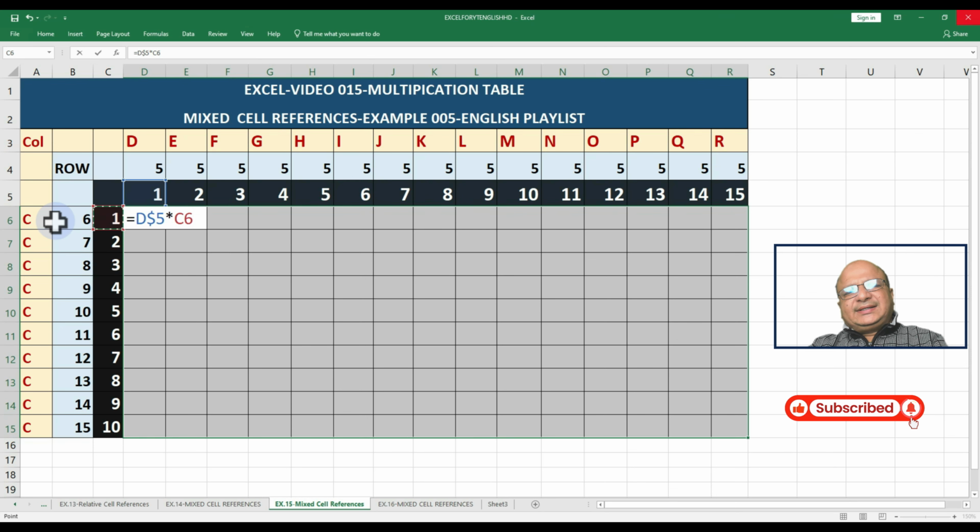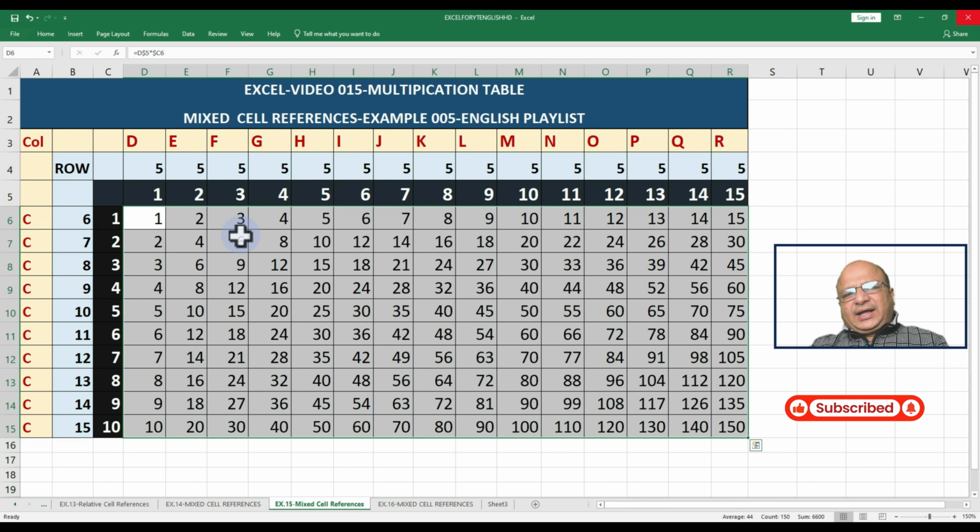If 1 is in row number 6, then the value 2 is in row number 7, and again number 3 is in row number 8. So rows are incrementing in this order. So we will keep the row reference as it is. We will press the F4 key 3 times. So we have a dollar in front of the column reference.